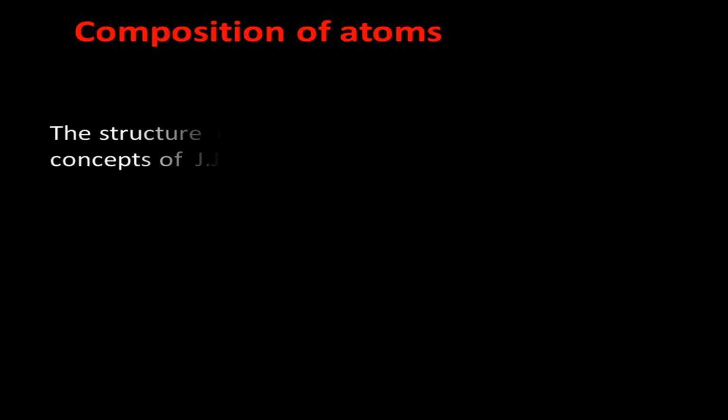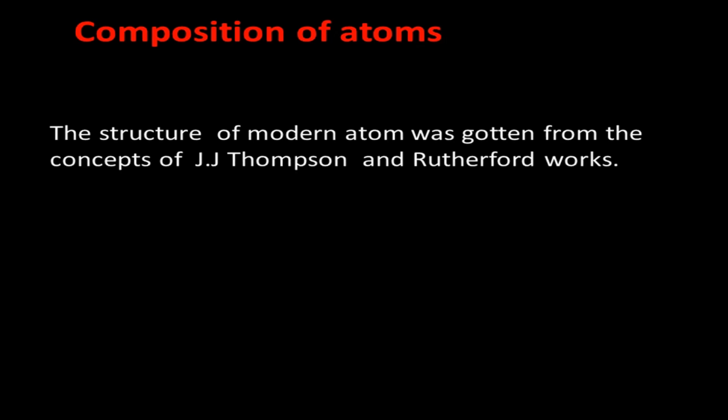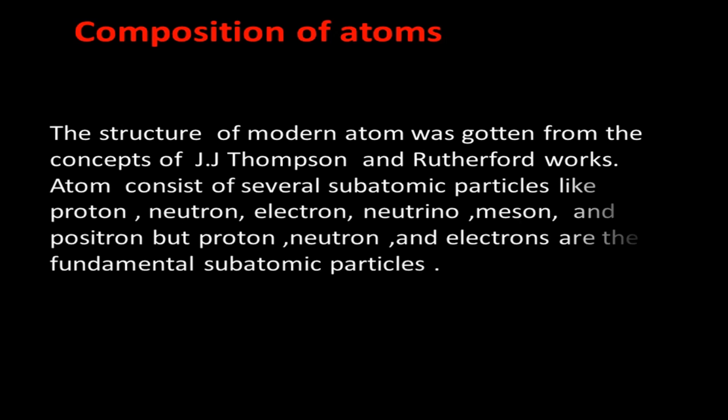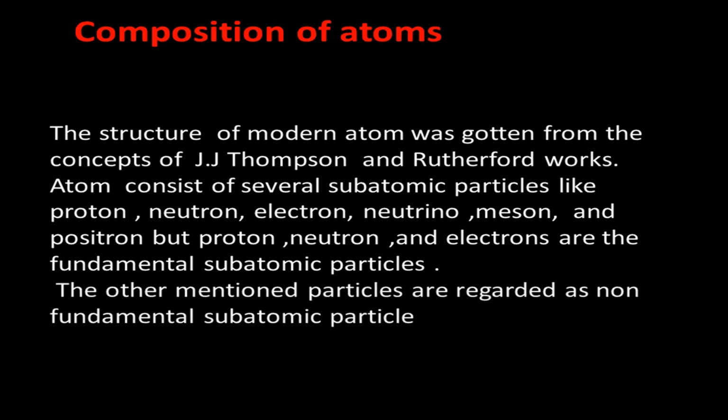Composition of atoms. The structure of modern atom was gotten from the concept of J.J. Thomson and Rutherford works. Atom consists of several subatomic particles like proton, neutron, electron, neutrino, meson, and positron. But the proton, neutron, and electron are the fundamental subatomic particles. That is, they are the major subatomic particles, while the other mentioned particles are regarded as non-fundamental subatomic particles. That is, they are the minor ones.